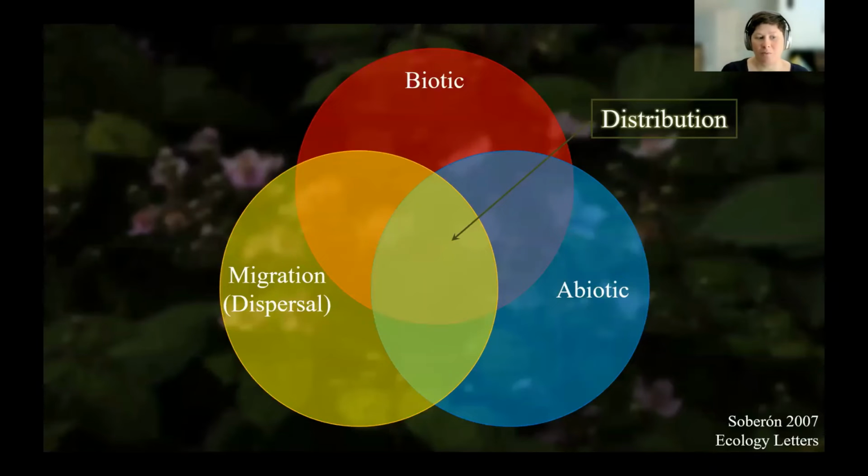So when we talk about where a species occurs in the largest possible sense, what we're talking about is its distribution. A theoretical model that's often cited in terms of understanding what determines a species' distribution is the BAM model, or biotic, abiotic, and migration, with the idea being that a species occurs where suitable biotic conditions and abiotic conditions overlap, and that species can migrate to that area.